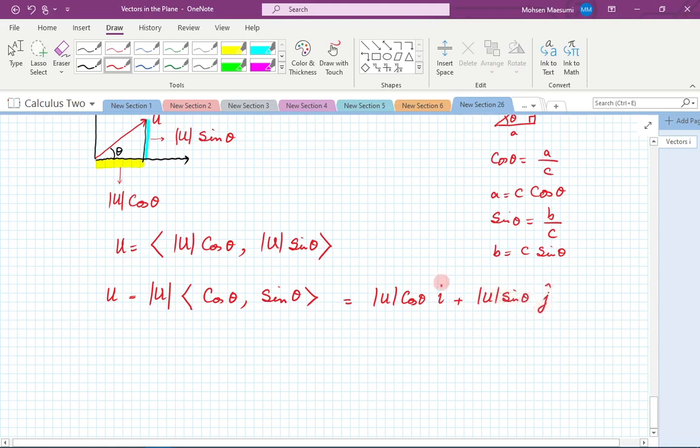So these are the, let's put the arrows on top of them. Sorry. So you remember i was the vector that was in the x-axis direction, and that was 1 and 0. And who was j? j was going in the y direction, and j was 0 and 1. So that's another way of writing the same thing.